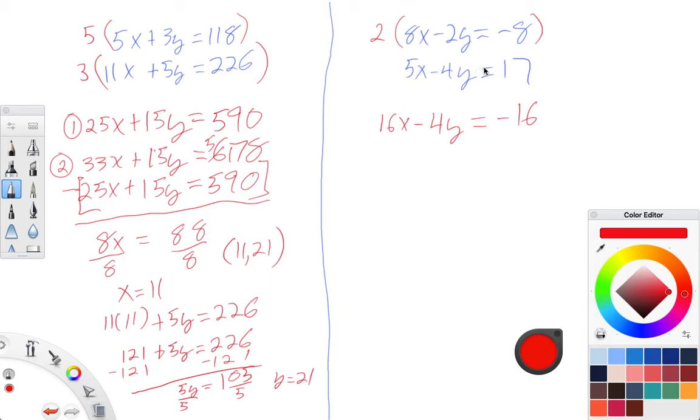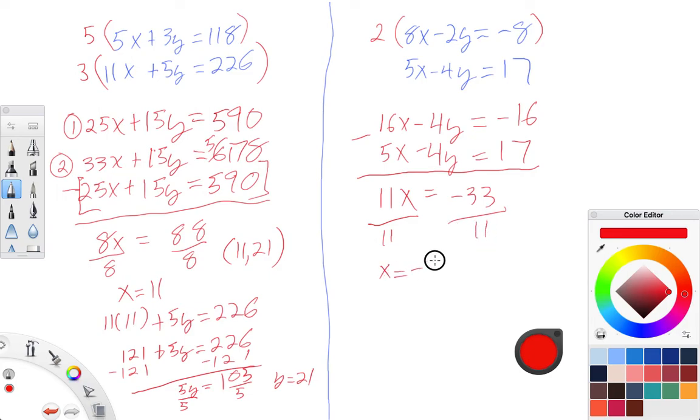And then I'm going to subtract this equation from this one. So we have a 5x here minus 4y equals 17, and I'm subtracting this. So 16x minus 5x is 11x. Negative 4 minus a negative 4. So when we do minus a negative 4, that becomes a positive 4. So negative 4 plus 4, that just becomes a 0. Negative 16 minus 17 is going to be negative 33. It's nice that these numbers work out so well. Divide both sides by 11, and x equals negative 3.